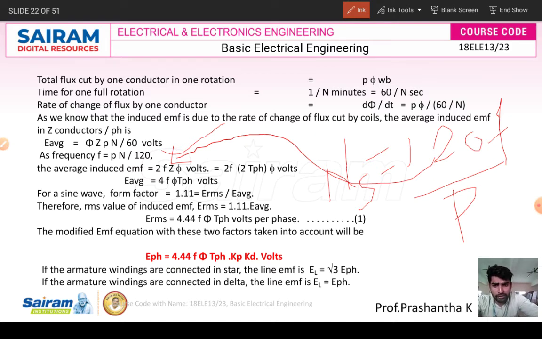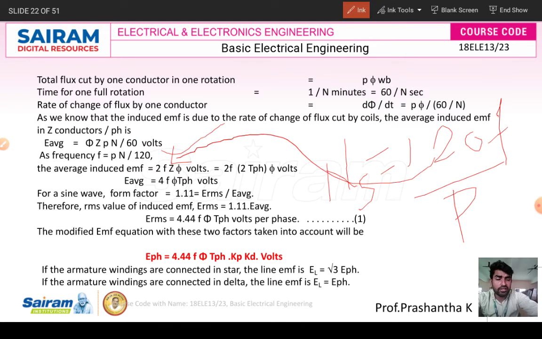And the modified EMF equation includes Kp and Kd, that is the winding factor. Already I told you, right? The induced voltage depends upon the distribution factor and pitch factor, because that induced voltage we are getting from the conductor depends on the design. So if you are distributing the winding or short-pitching the winding, right, that is E is equal to 4.44 fφ Tphase Kp Kd volts.